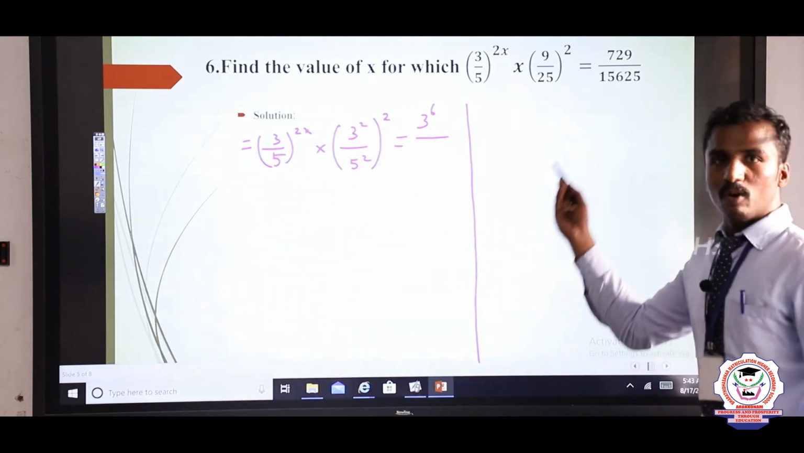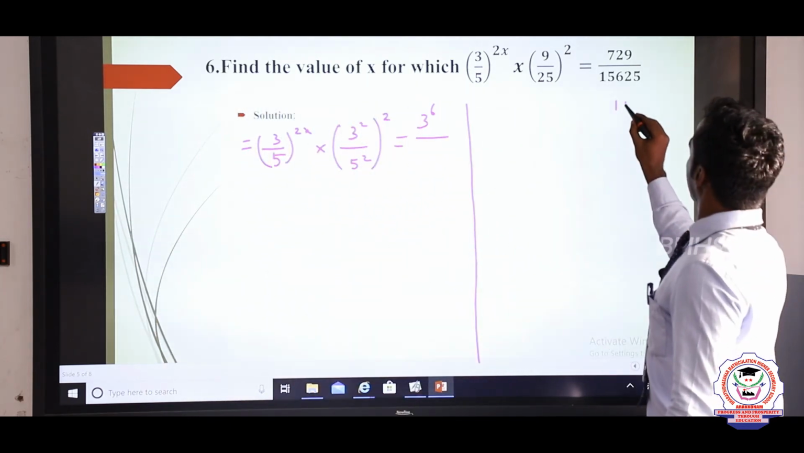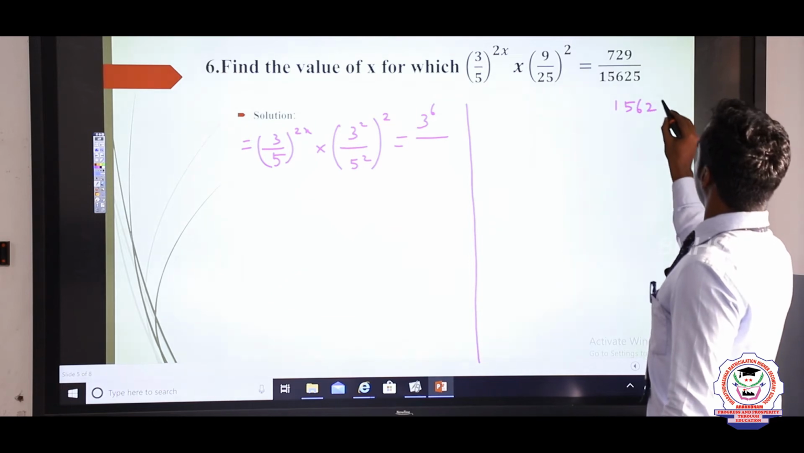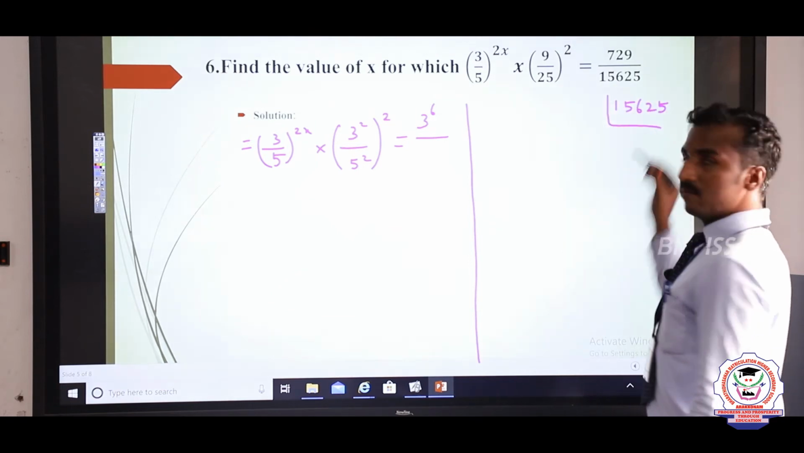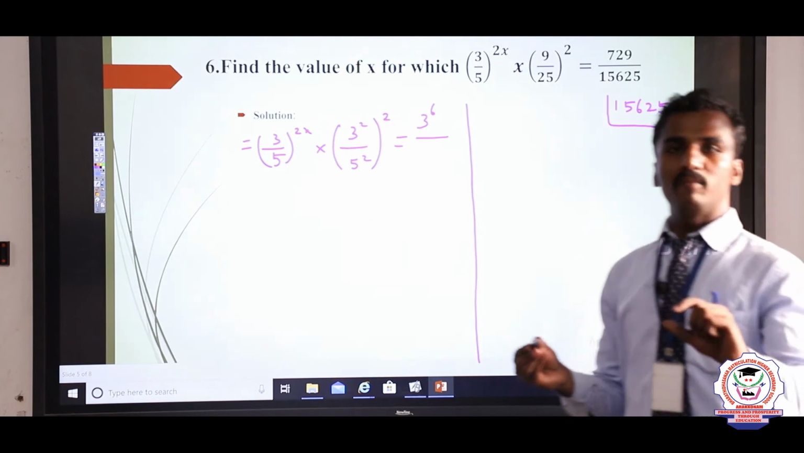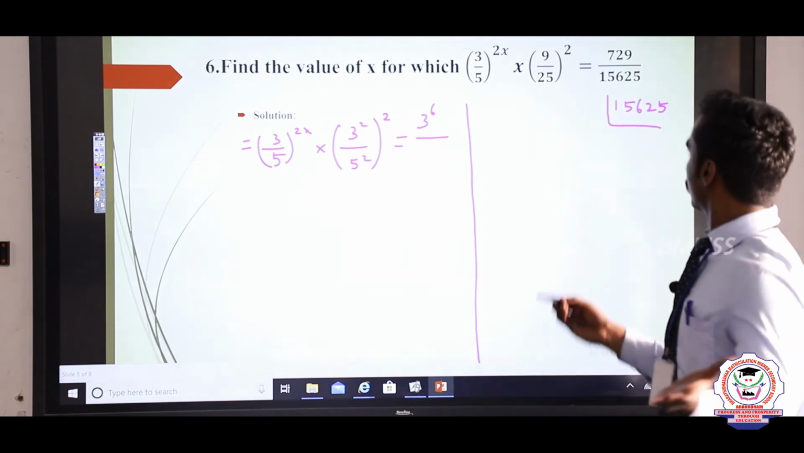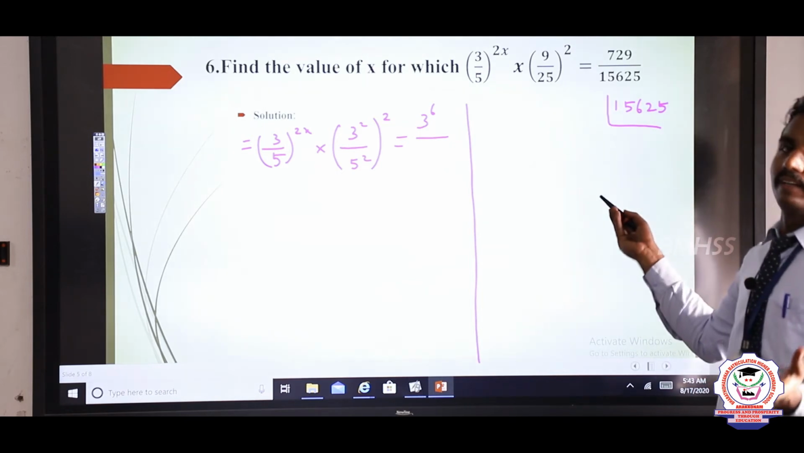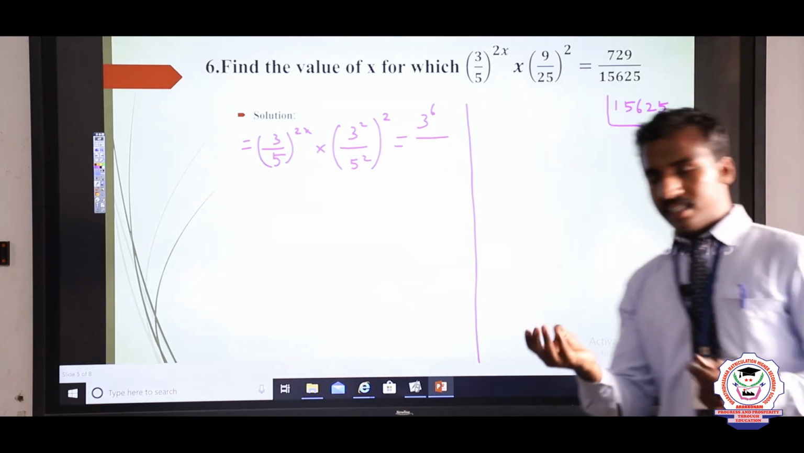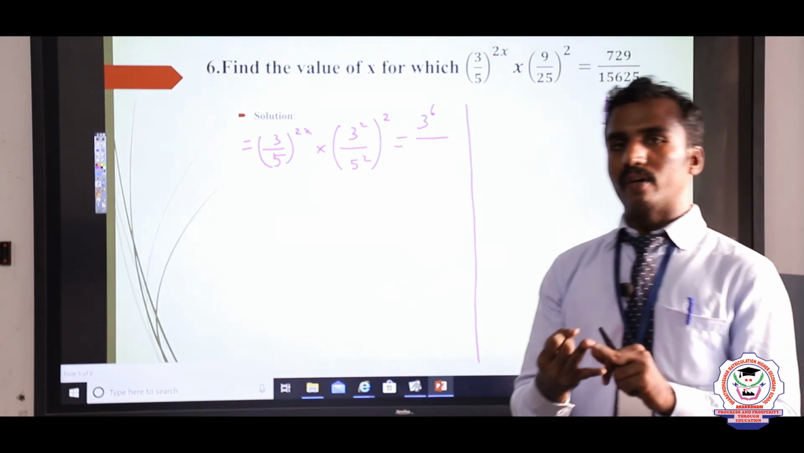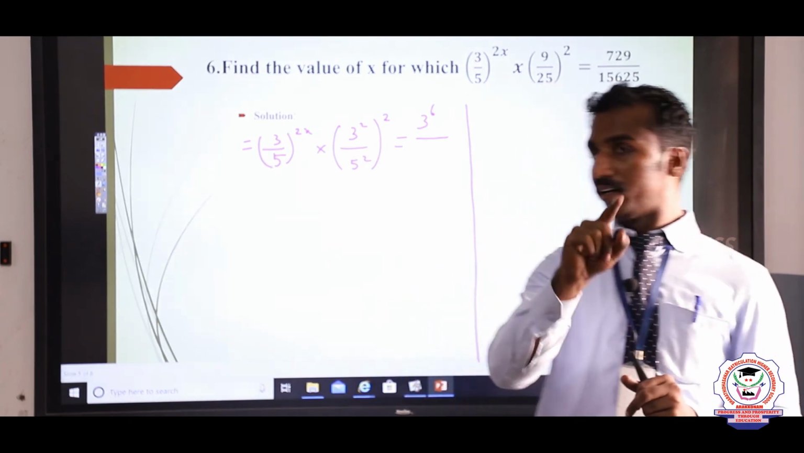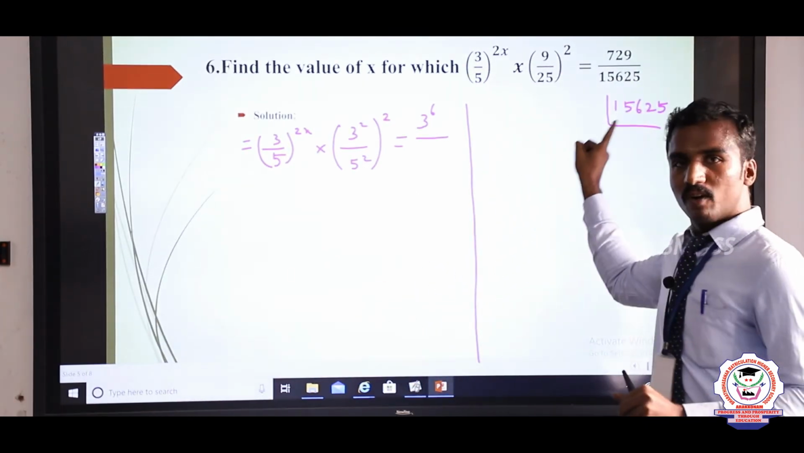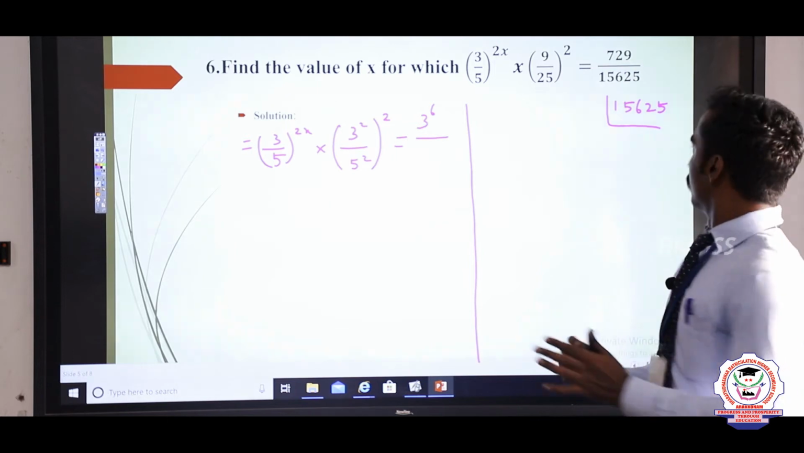Next one, 15,625. The method name is what? Using prime factorization method. Very important. So the unit digit is 5, so this number is divisible by 5. A number whose last digit is 0 or 5 is divisible by 5. So 15,625 is divisible by 5. So, fifth table.